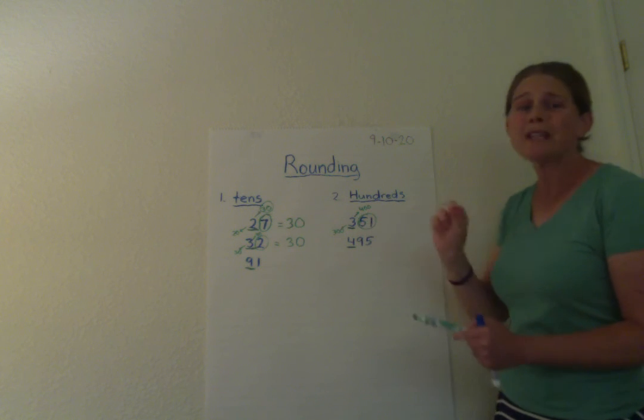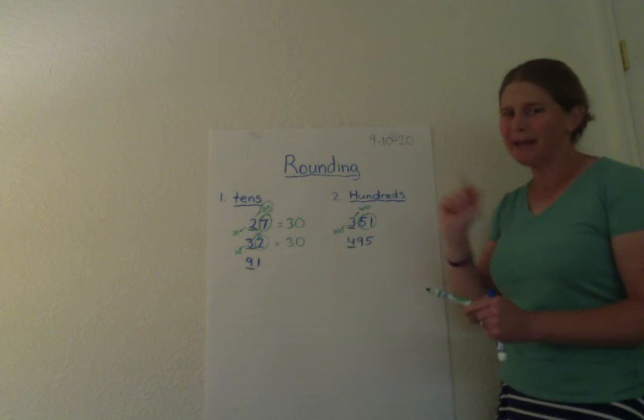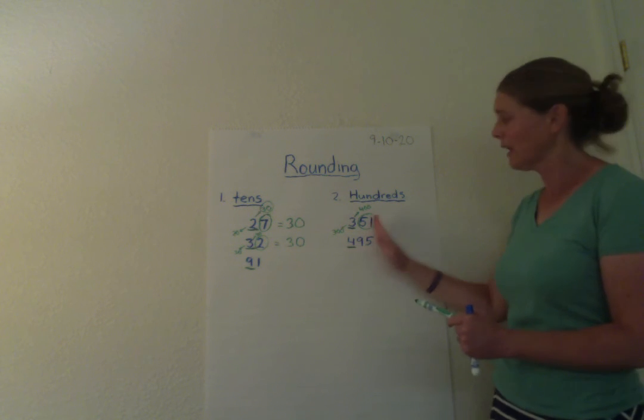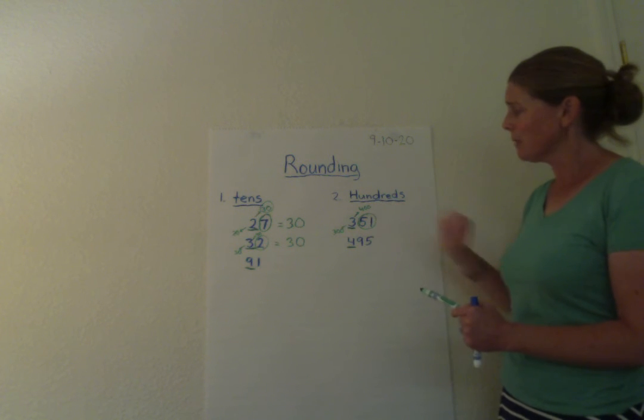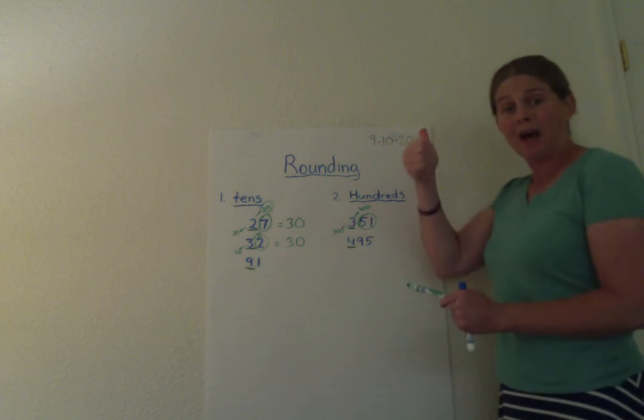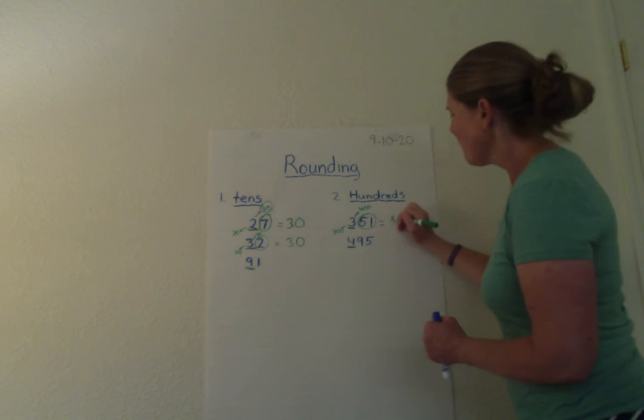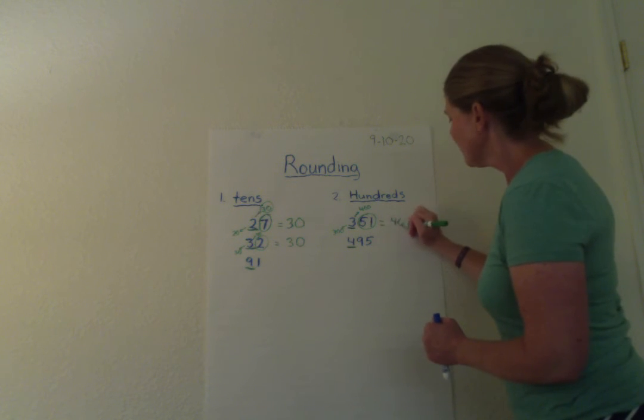Well, 51 is barely over, but it is still 1 more than half. So it is closer to 100. So that tells me I'm going to be rounding this number up. So 351 rounds up to 400.